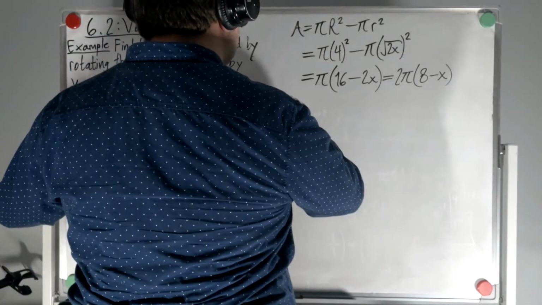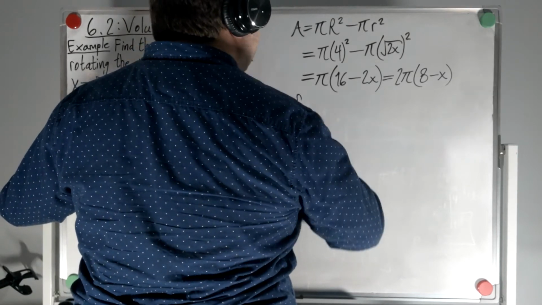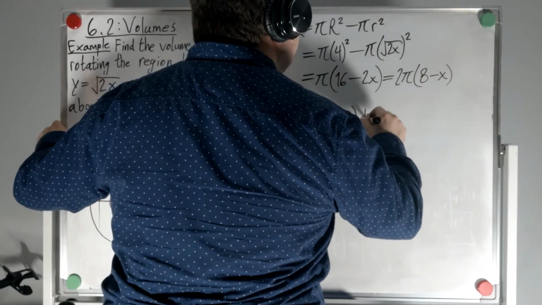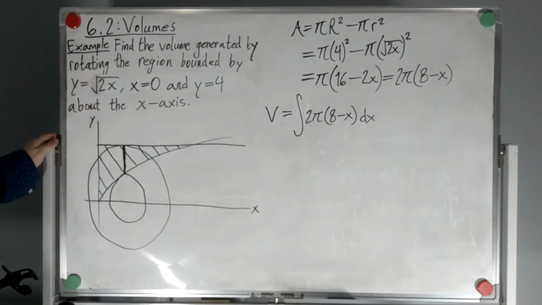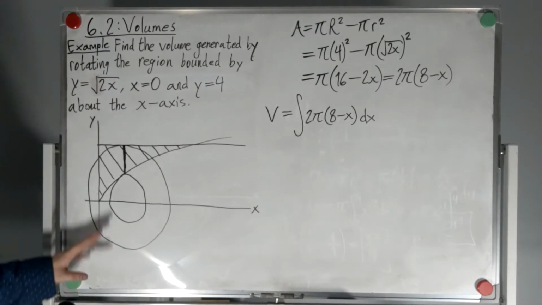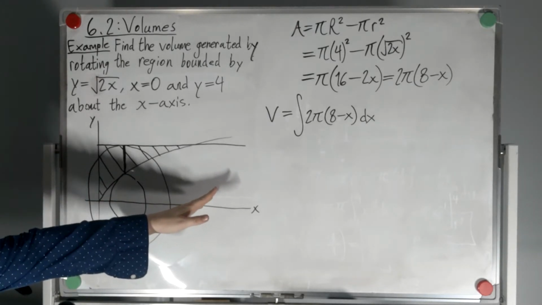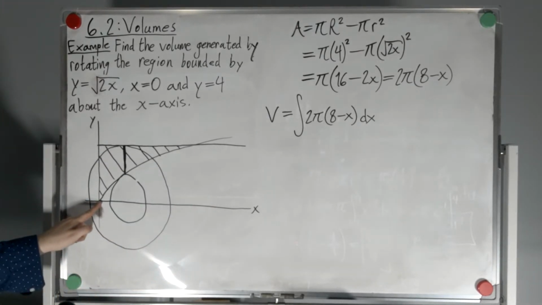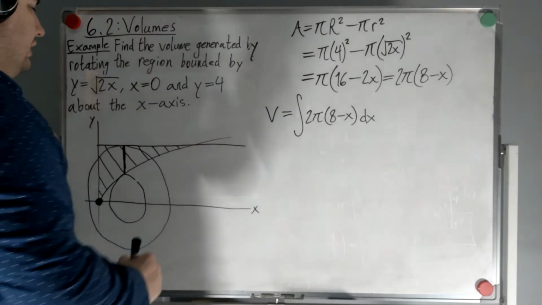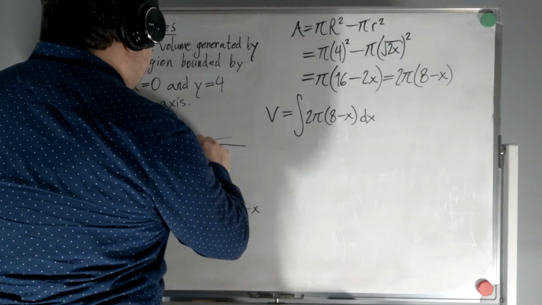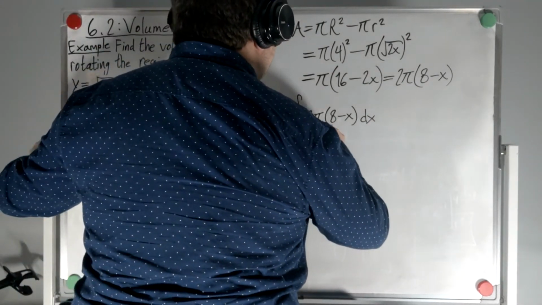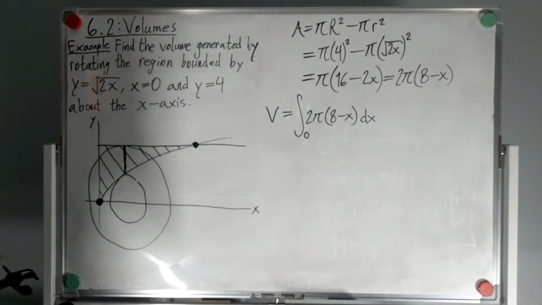So the volume is going to be the integral of 2 pi times 8 minus x. As for the bounds, well, we're going to have to think about that for a second. So we're integrating along the x-axis. So the lower bound is 0, which is this point right here. The upper bound is the x-coordinate of that point right there. So this is from 0 up to whatever this x-coordinate is.